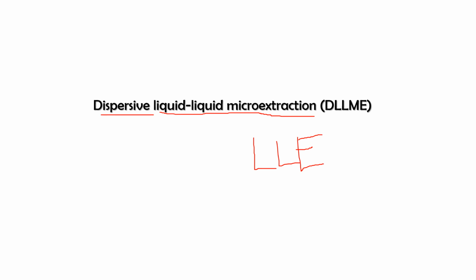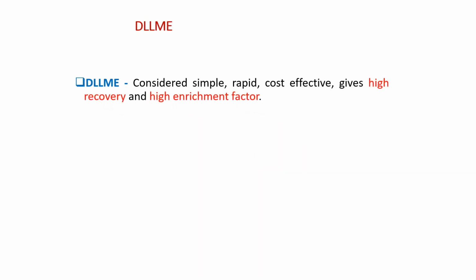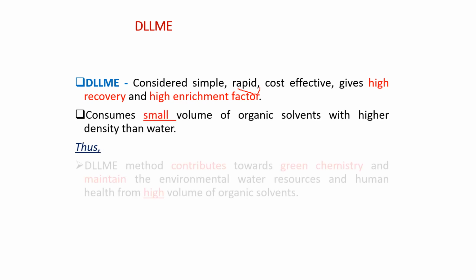Okay, no physical aid of the apparatus. So DLLME is considered simple, rapid, cost-effective, and gives high recovery as well as high enrichment factor. Why is it called rapid? Because we involve a very fast vortex for mixing. Okay, but before we go into mixing, we see how it is done.